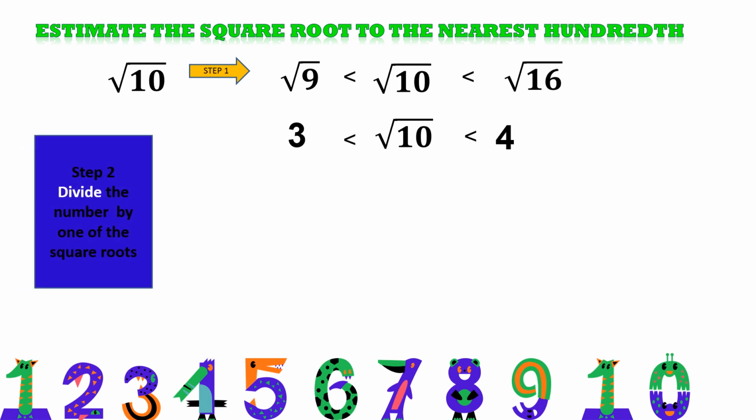Step number 2. Divide the number by one of the square roots. So divide natin ang 10 sa 3. So 10 divided by 3 is equal to 3.3333.